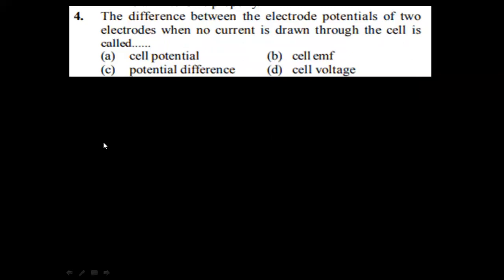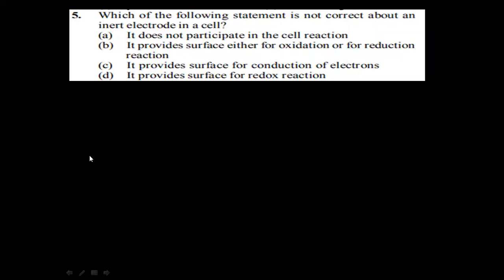Question number 4. The difference between the electrode potentials of two electrodes when no current is drawn through the cell is called. So, which is nothing but a cell EMF. Because the EMF of a cell is the difference between the electrode potentials of two electrodes when no current is drawn through the cell, which is just the definition of cell EMF. So, for question number 4, it's option B.